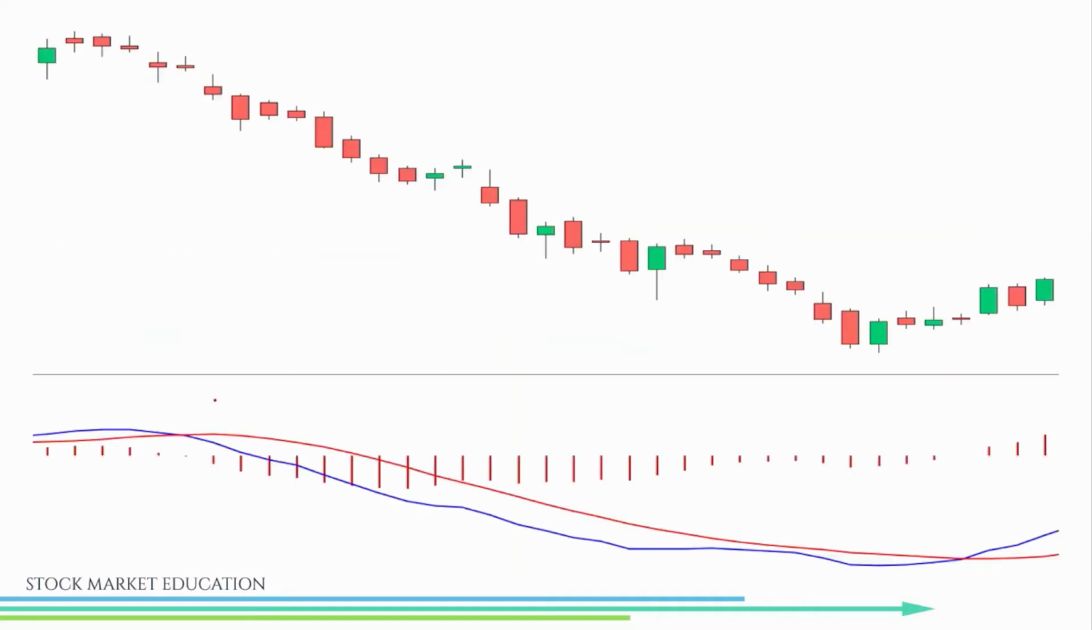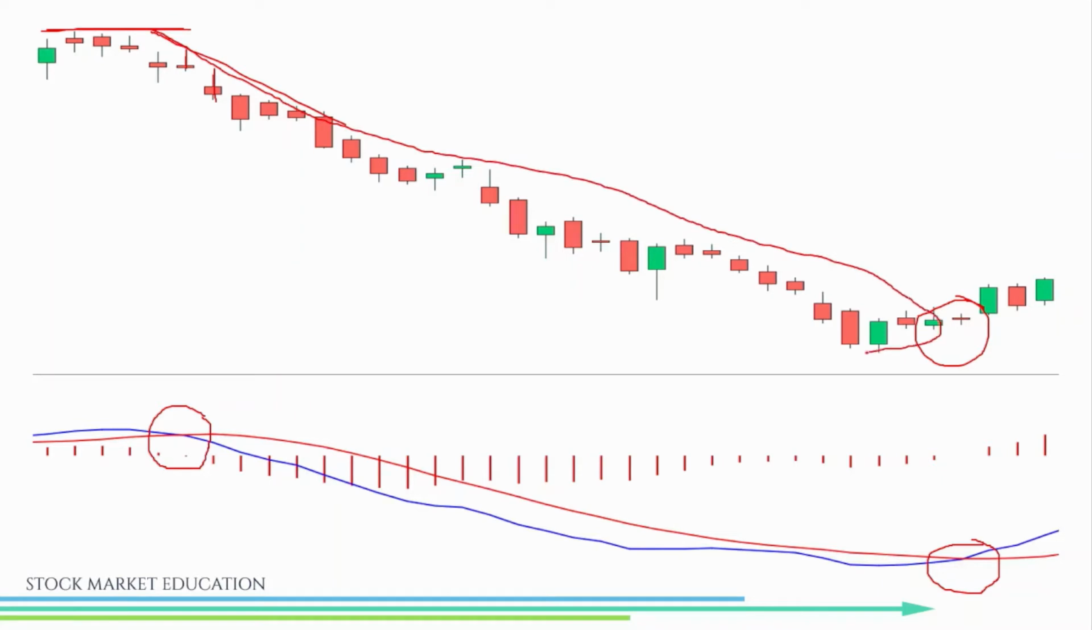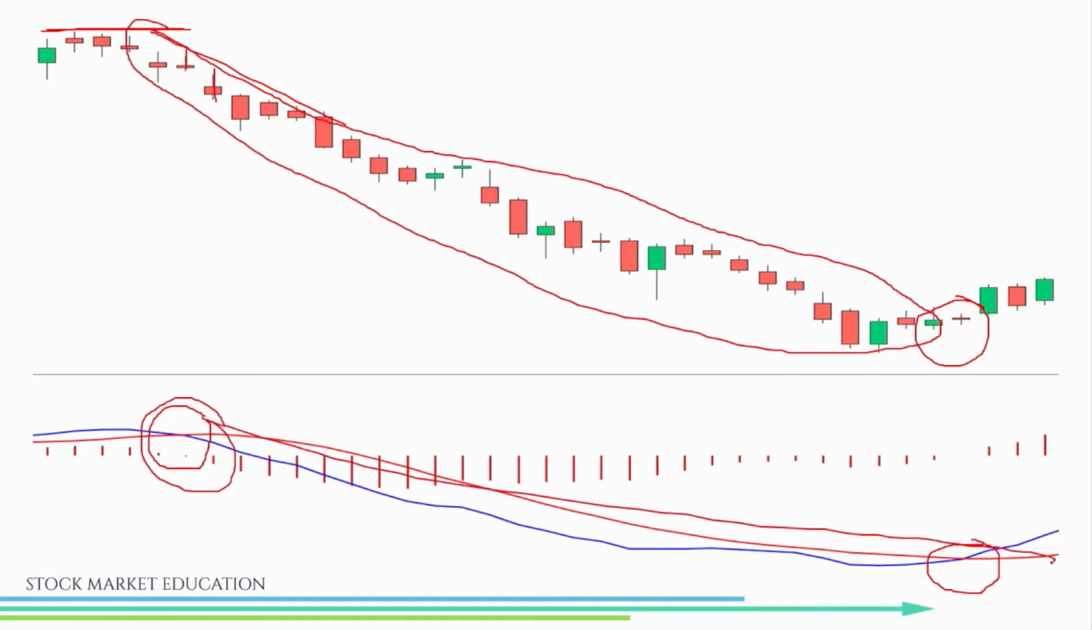So now this is an example. Here you can see there was a negative crossover. After this particular candle, it was your entry point, and this particular swing high will be your stop loss. And then as you can see here, the price came down significantly. We could have carried this entire downfall just by using this MACD crossover, the positive and the negative crossover.